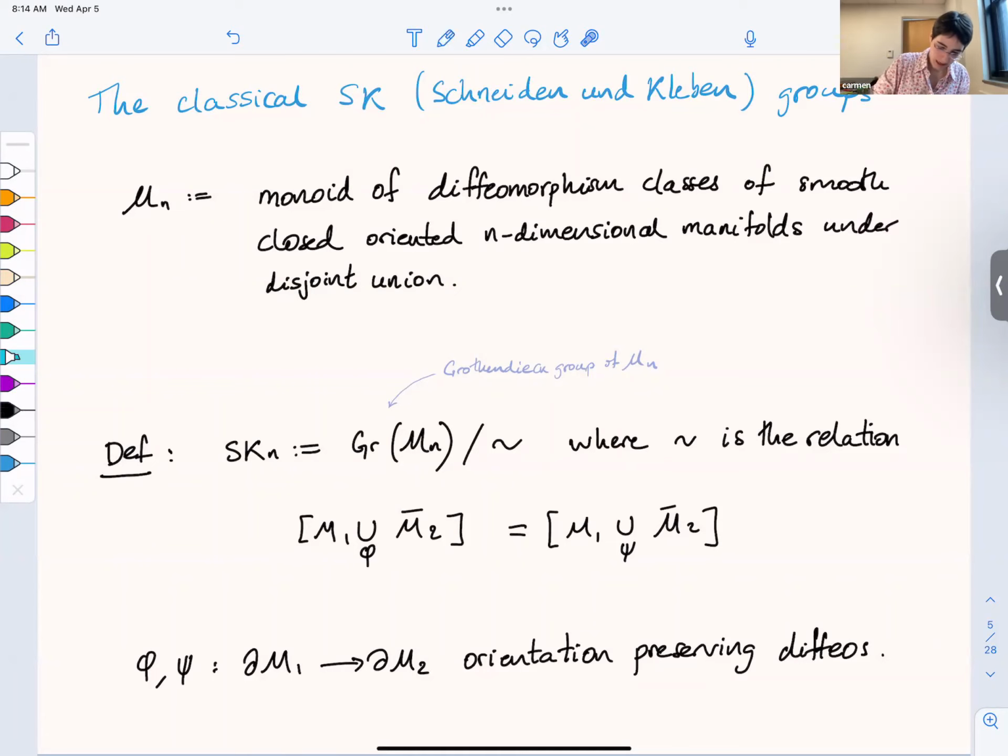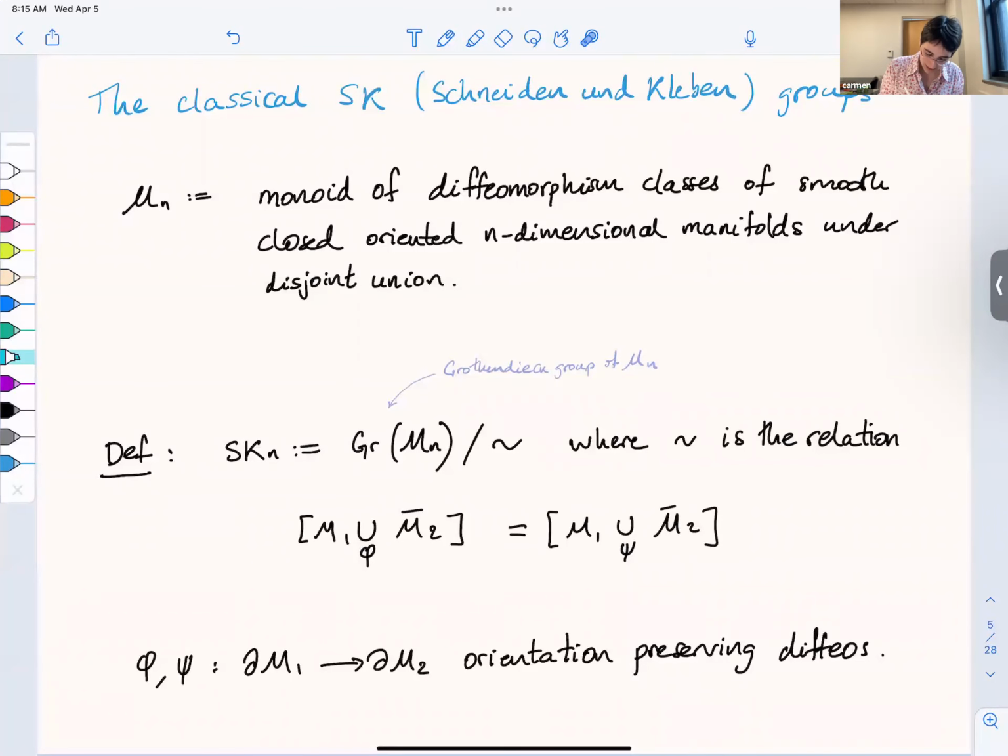Okay, so we start with this monoid of diffeomorphism classes of smooth, closed, oriented, n-dimensional manifolds. The operation is disjoint union. And then what we're going to do is take the Grothendieck group of that, and we're going to quotient via a certain relation. Okay, so what is this relation? That relation is what's going to give us the cut and paste flavor for our group. And that relation is actually telling me what goes into the same class.